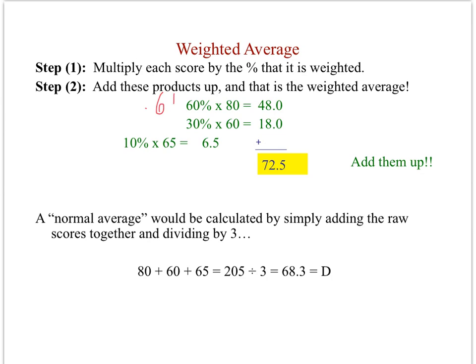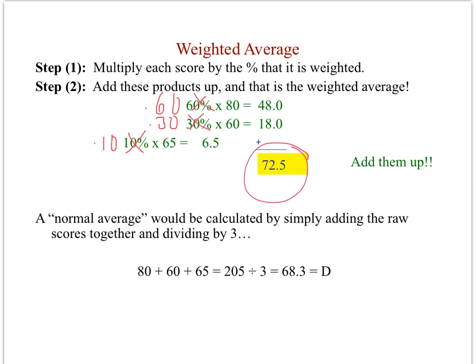0.60 times 80, we would get 48. 30%, which would really be 0.30 times 60 to get 18, and 0.10, which is the 10%, times 65 to get 6.5. If we added all those up, you would get 72.5.